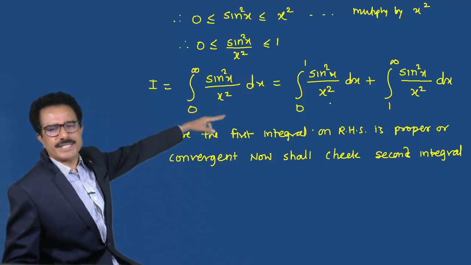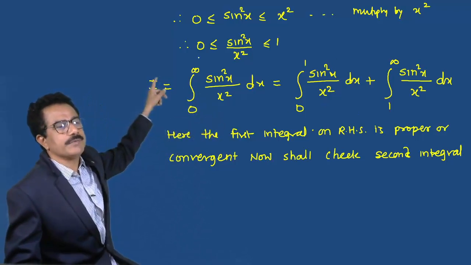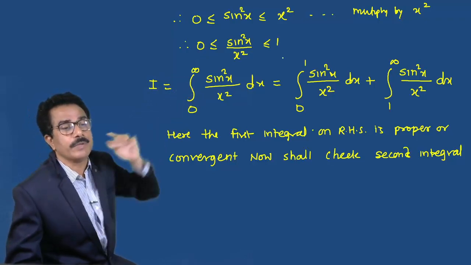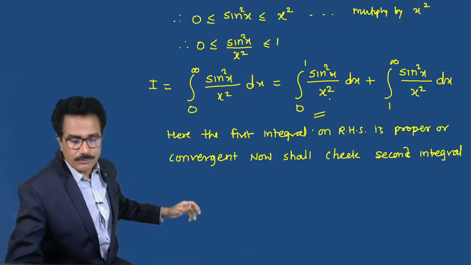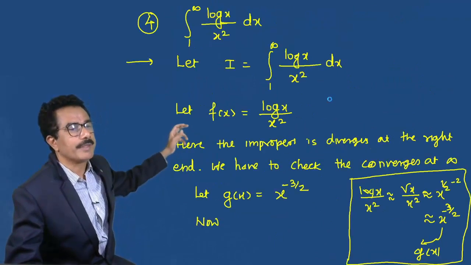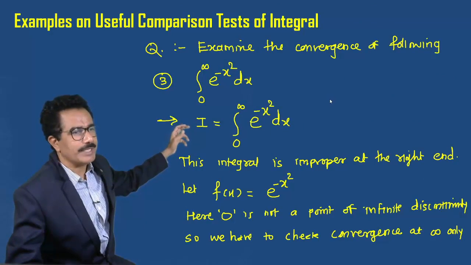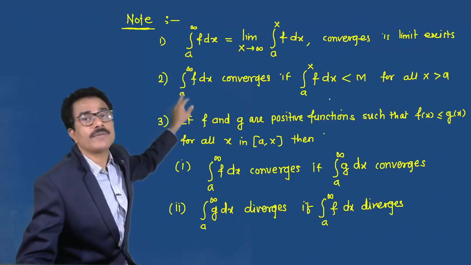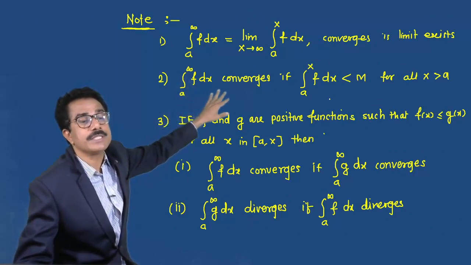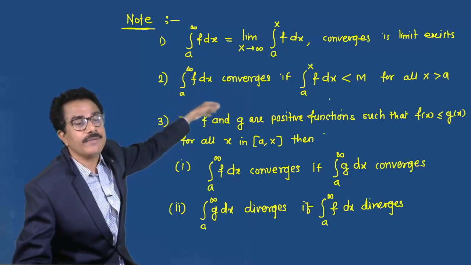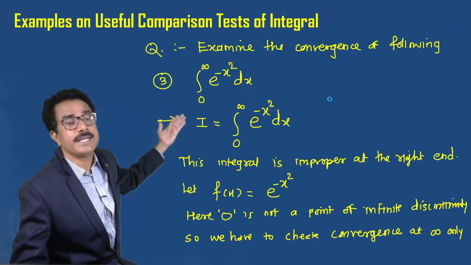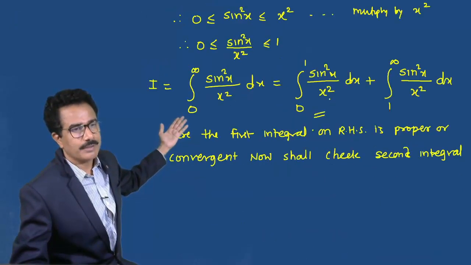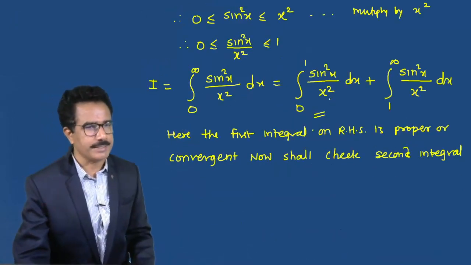See this, the first integral is convergent because we have seen 0 is less than or equals to sin square x divided by x square less than or equals to 1. Why is it convergent? We can use the first theorem. What is that first theorem? If the integral from a to x of f dx is less than or equals to m, then the integral from a to infinity f dx converges. Less than m means this first integral is less than 1. So we can write this second integral.